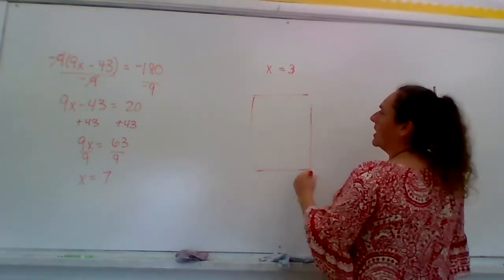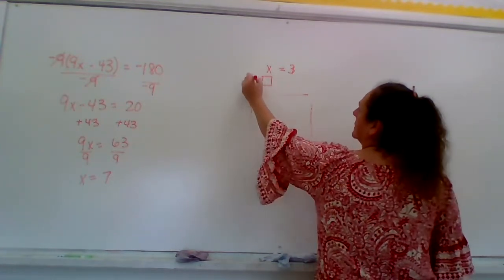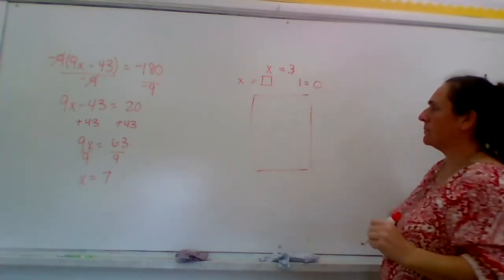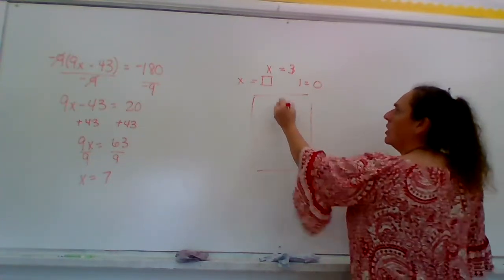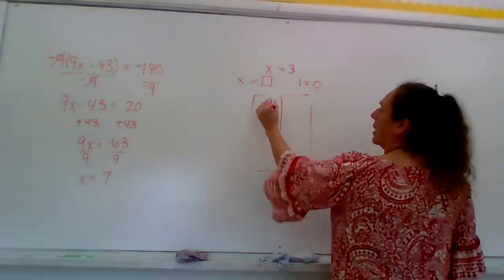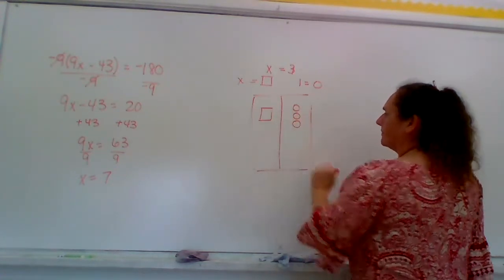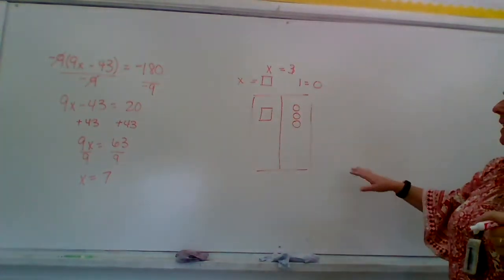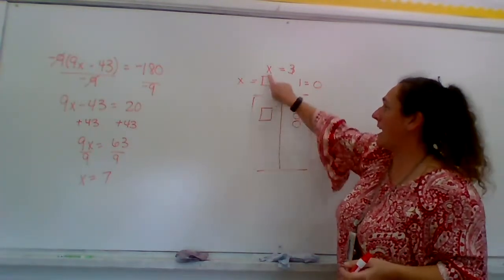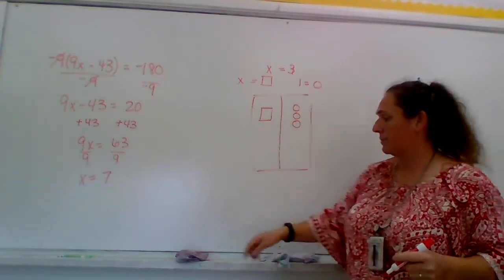Here's my paper. X is going to be represented by a box, and my 1s are going to be represented by circles, okay? Because it's equal, one side has to be balanced to the other side. So I would draw 1 box is equal to 3 circles, okay? And that would be my picture representation or my model of x equaling 3.